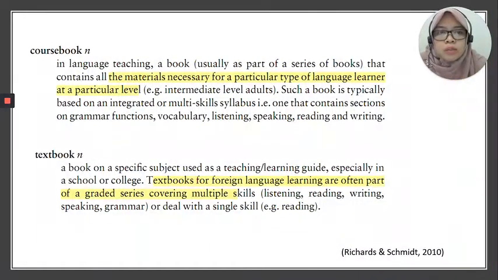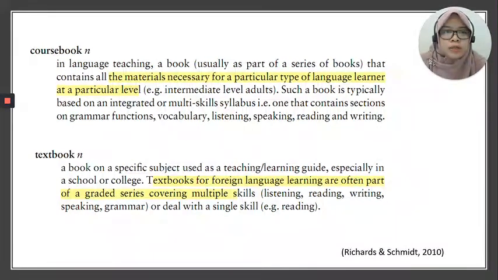So there are actually two views talking about the difference between course book and textbook. Here actually is the definition from the dictionary. So this is a very literal definition for course book and also textbook. As we can see here, they are almost the same, but the thing is that I already highlight using the yellow color here. So for course book, for example, the materials in the book are for a particular type of learners at a particular level.